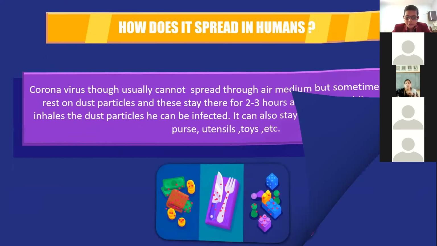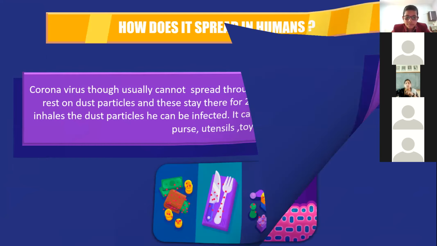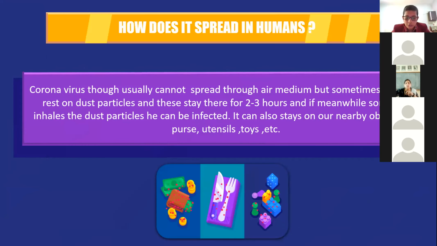How does it spread in humans? Now, whether visible or not, when we sneeze and cough, we release numerous saliva droplets in the air, and the saliva of an infected person can carry as much as 20 lakh coronavirus particles. This virus can spread up to a distance of 1 meter, traveling with a speed of 300 km per hour.